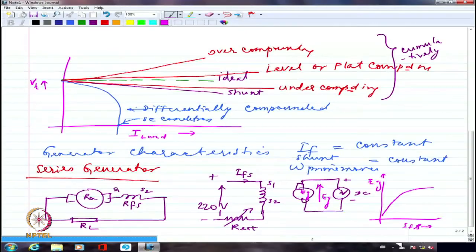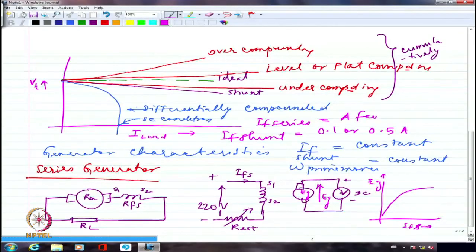So if I apply 220 volts divided by 200 ohms, I am going to get very, very small current. So generally, if I look at IF shunt, it will be of the order of only 0.1 or 0.5 ampere. Whereas IF series will be of the order of a few tens of amperes if it is a larger machine. Even larger than that, it will be few hundreds of ampere. In fact, it depends upon the rating of the machine. So it is not going to be a small current. So this will be very clearly tens of amperes in all probability.